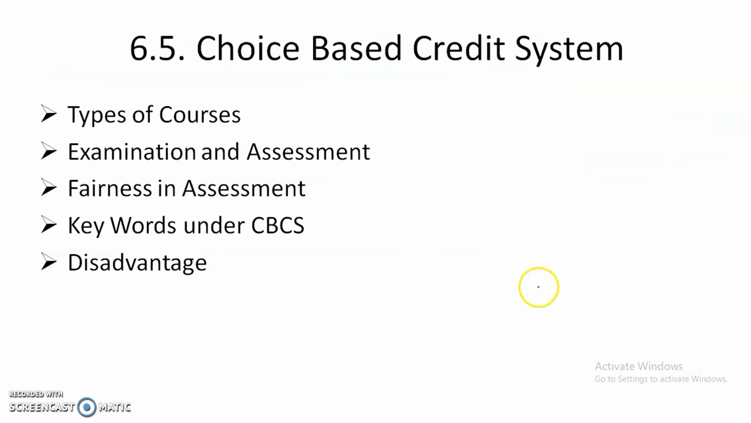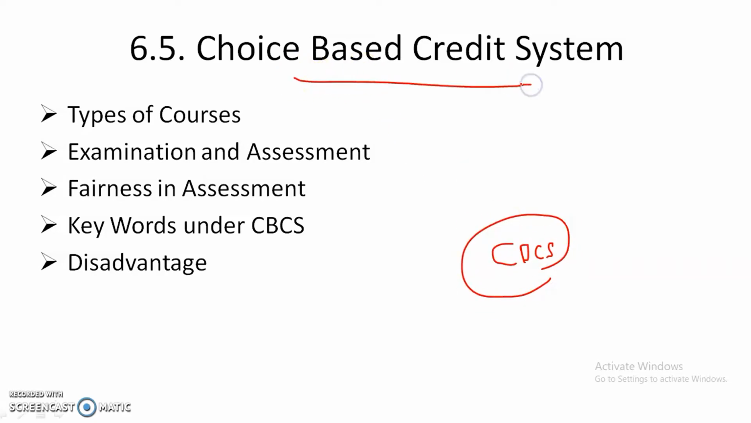And the next topic is CBCS. CBCS is nothing but the choice based credit system. In this topic we are going to see five different topics. One is the types of courses, examination and assessment, fairness in assessment, the keywords you have to understand in the CBCS, and the disadvantages of this choice based credit system. So we are going to see these topics right now.